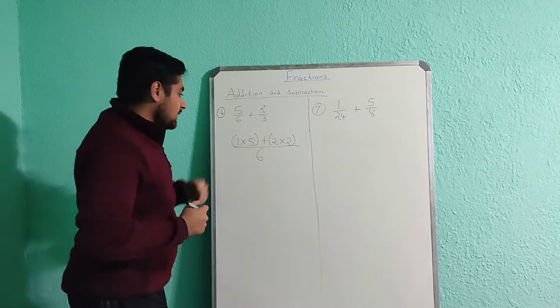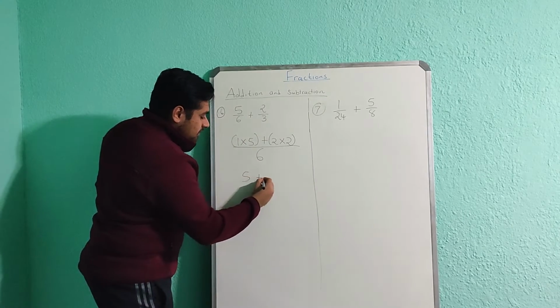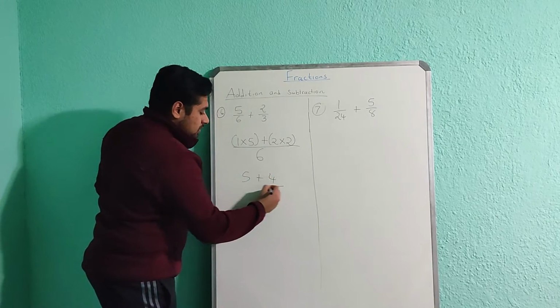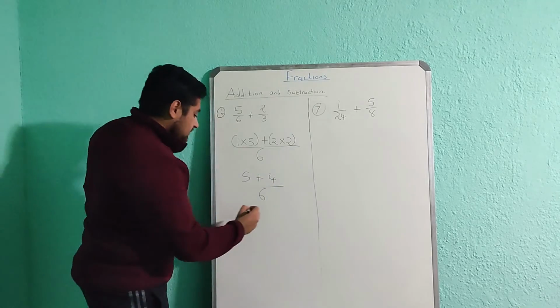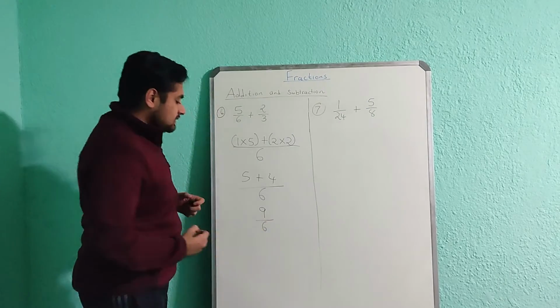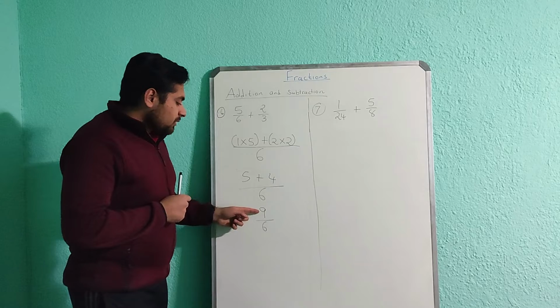Now we perform the calculation on the numerator side. So therefore we multiply. What is 1 times 5? That is 5. Plus, what is 2 times 2? That is 4, all over 6. What is 5 plus 4? That is 9, all over 6. If you look at 9 over 6, is there a number that can divide both 9 and 6?